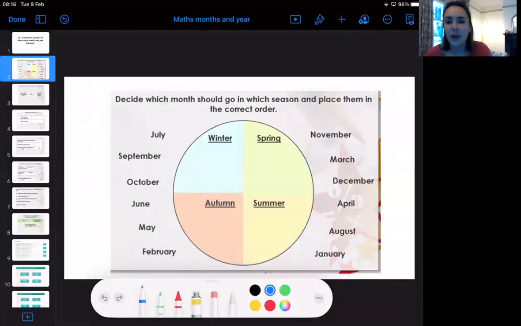Let's have a look. So in winter, there should be December, January and February. In spring, March, April, May. In summer, June, July, August. And in autumn, September, October and November.